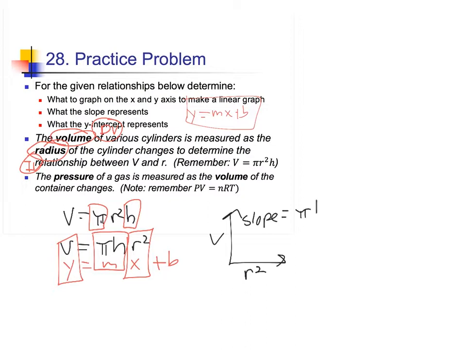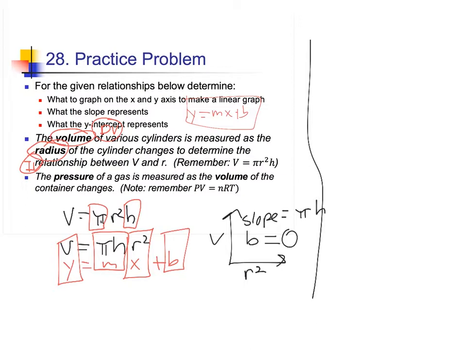And our y-intercept does not match up with anything, so that means that our y-intercept is simply going to be equal to 0. And so that's the basic idea with these problems: you're rearranging the equation, matching it up with y equals mx plus b, and figuring out what goes on each axis, what the slope means, what the y-intercept means. So let's try another one, okay?